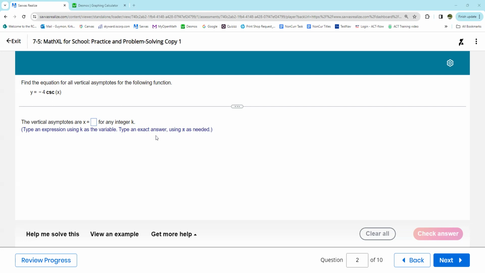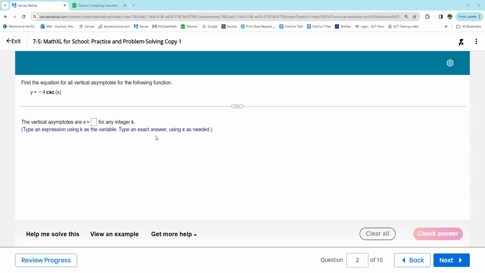So find the equation of all vertical asymptotes for the following. So -4 out in front, I know that's my amplitude. I know that it's going to be flipped. I know that the cosecant here is the reciprocal with sine.